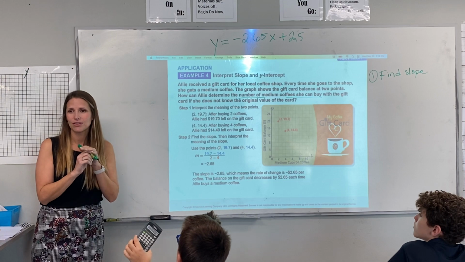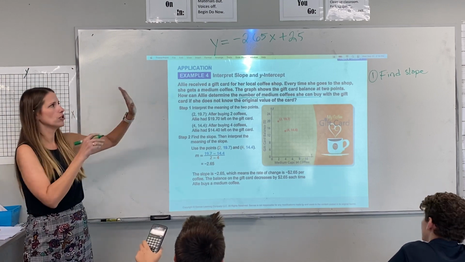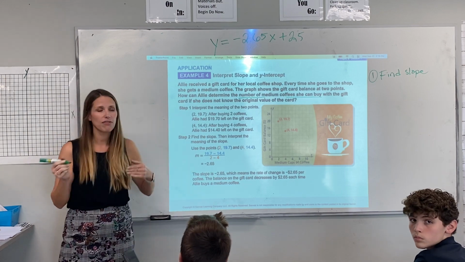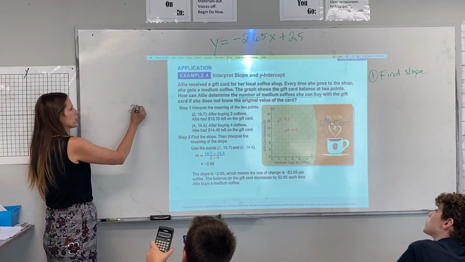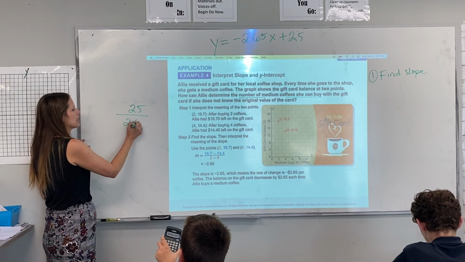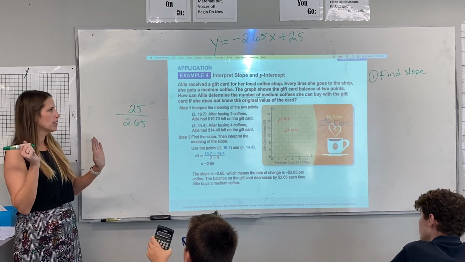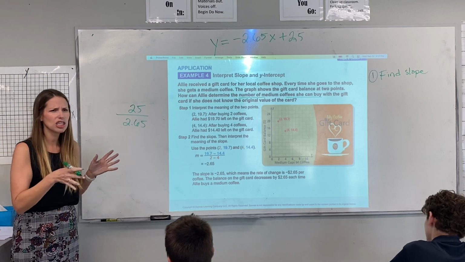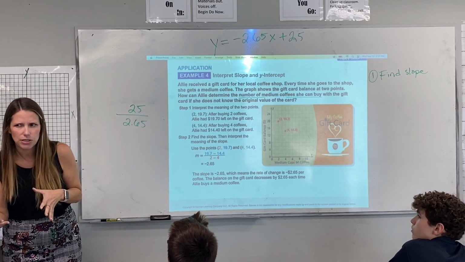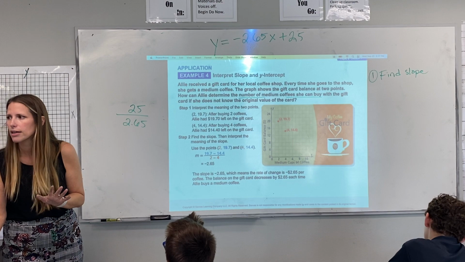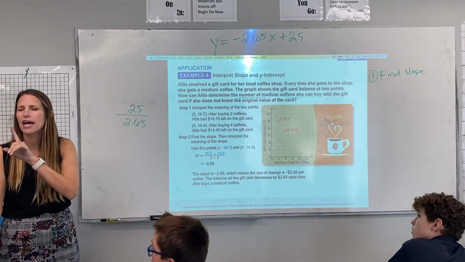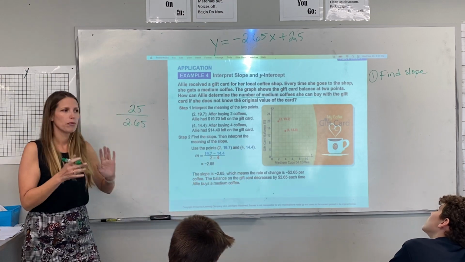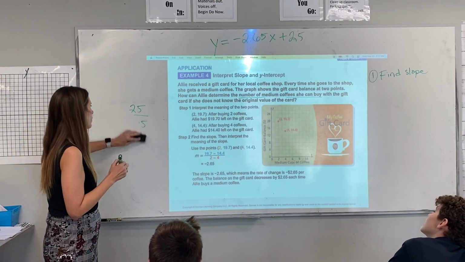Not negative 2. Yes, you just divide 25. Everybody punch in your calculator 25 divided by the price of the coffee, not negative. 9.43 and so on. So can she buy 9.43 cups of coffee? How many can she buy? Not negative. Remember, the negative represented the gift card reducing. She can buy 9 cups, so that's the answer.